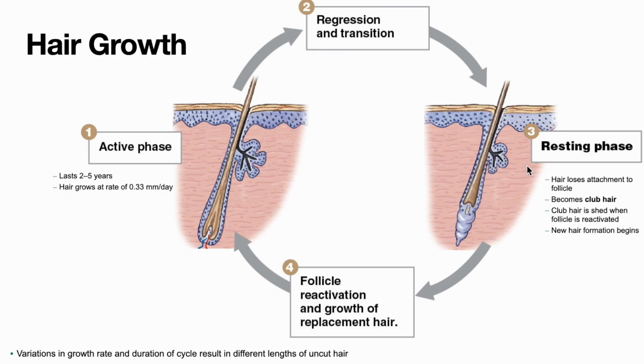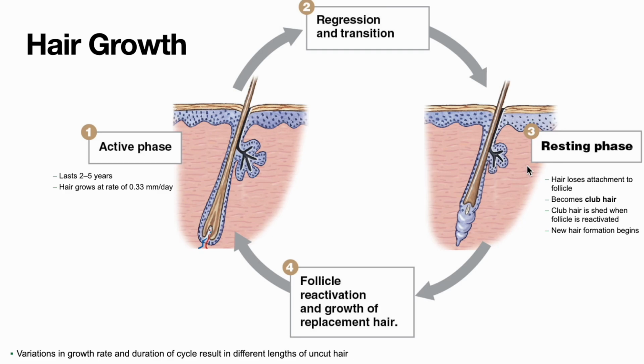And during the resting phase, what will happen is the hair will ultimately lose its attachment to the follicle. At that point, we call it a club hair. And it will remain in the follicle until that follicle becomes reactivated. And when that follicle is reactivated, it will cause the club hair to fall out of the follicle as a new hair begins to form.